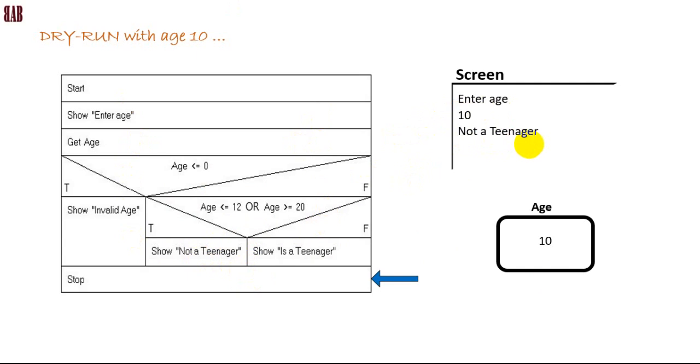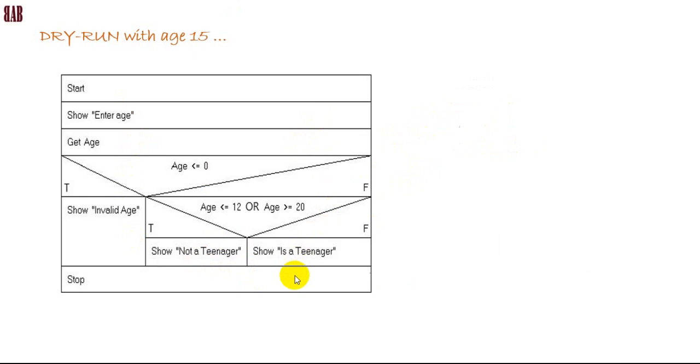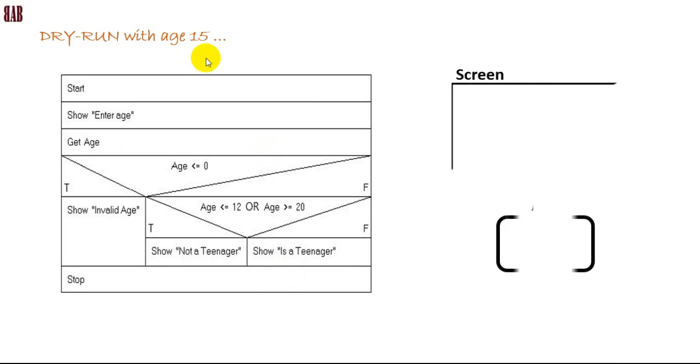Okay, from 13 to 19 only we have to say teenager. So this ends. Now let's try a teenager value, which is 15. 15 is a teenager, right? So let's see how that works. Again, we have the screen and the age. Same NS chart, no changes.